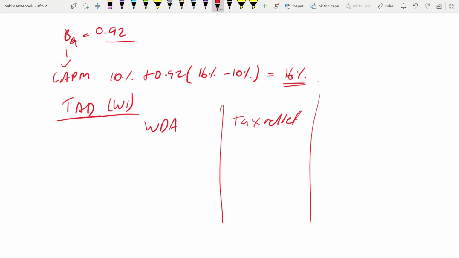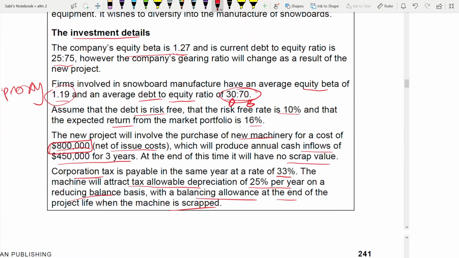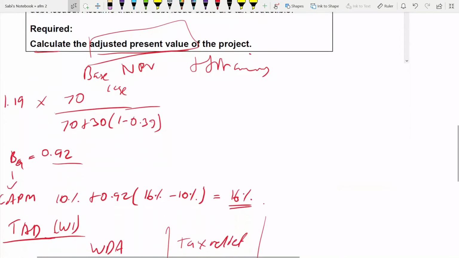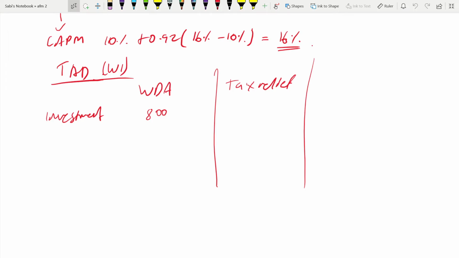In the first year, it will be what? What is the cost? The initial cost you have to look for. It is 800,000. When you have to look for this one, new machinery, 800,000. But you can drop the 3 zeros and deal with 800. Or you can write 800,000 also, it does not matter. Year 1 tax allowable depreciation, you can write TAD, will be how much? And tax relief will be at 33%.